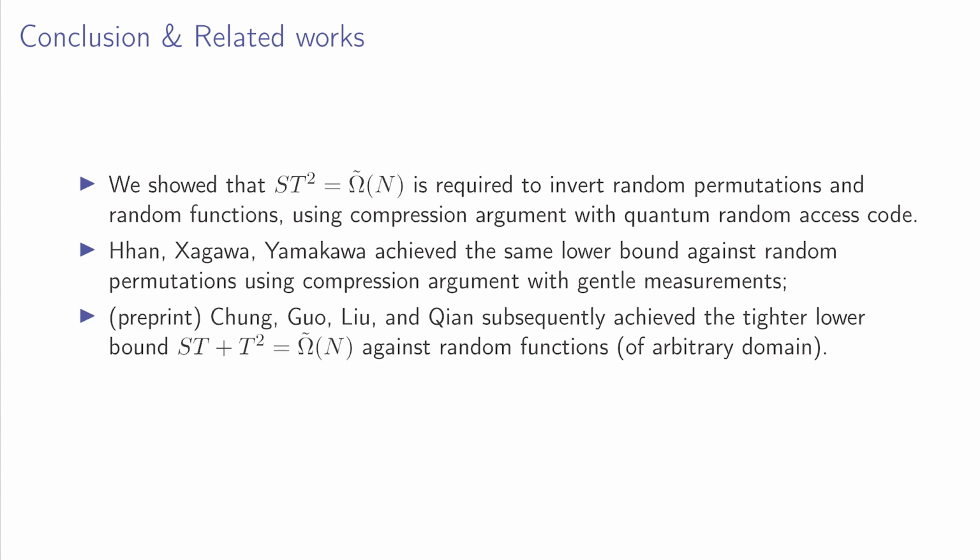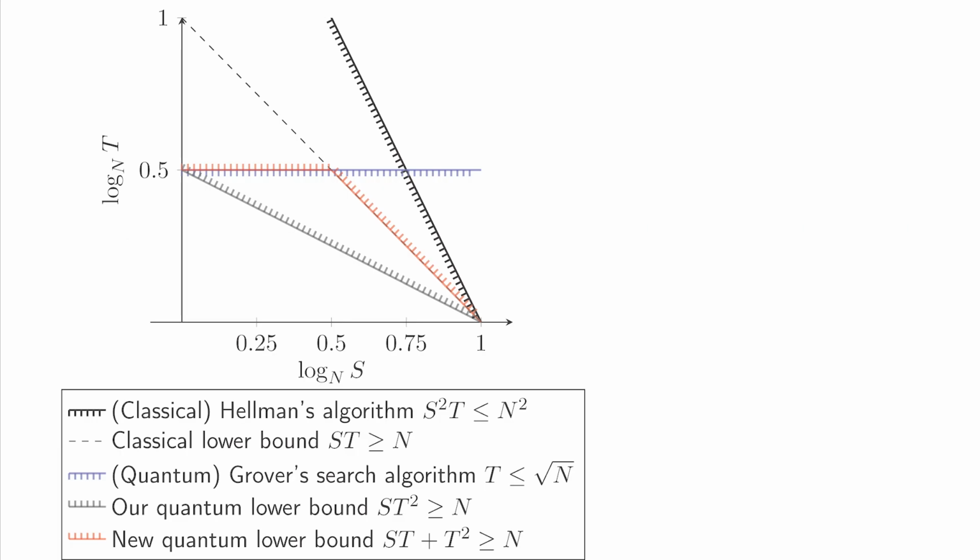Finally, Tai-Ning, Liao, Qipeng, and I recently posted a new preprint achieving a tighter lower bound, which is s times t plus t squared greater than n against random functions. Furthermore, this result holds for arbitrary domains. So in particular, it also holds for a hash function mapping, say, 256 bits to 128 bits. This new bound can be seen in the following graph as the new red line, which matches both Grover's search algorithm and the classical lower bound.